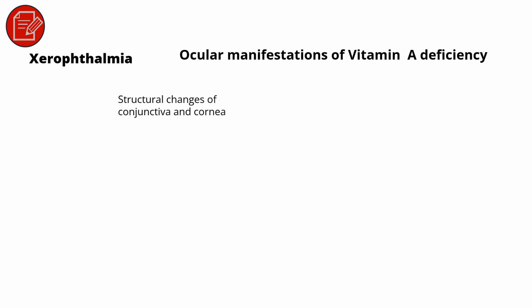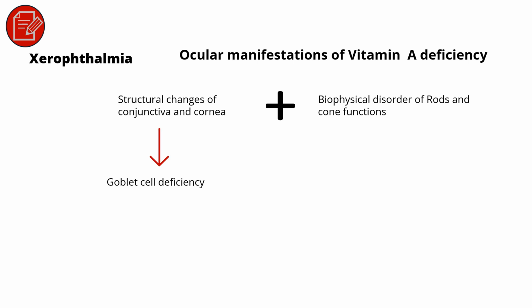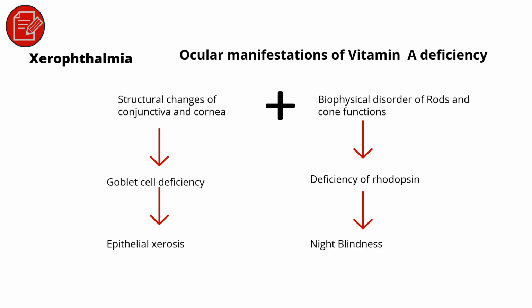Basically, vitamin A is important for the epithelial health of the cornea and conjunctiva, and also the functioning of the rods and cones. So in vitamin A deficiency, you will see structural changes of the conjunctiva and cornea, and also biophysical disorders of the rods. Structural change of the cornea and the conjunctiva will manifest as goblet cell deficiency, which can manifest as epithelial xerosis. Biophysical disorder of rods will manifest as deficiency of rhodopsin, which can lead to night blindness.